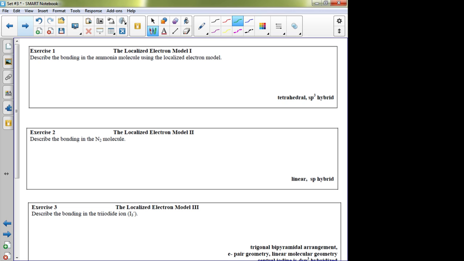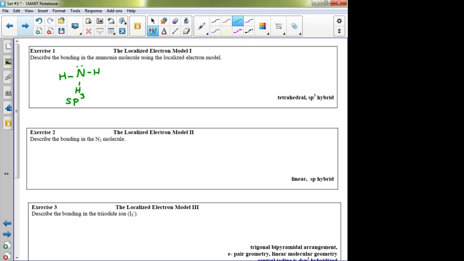Describe the bonding in the ammonia molecule using the localized electron model. I'm not necessarily concerned that you can do shapes right now. I just want to focus on hybridization. So let's talk about ammonia. Let's draw it. How many areas of electron density are around that nitrogen? 1, 2, 3, 4. So the hybridization is sp3.